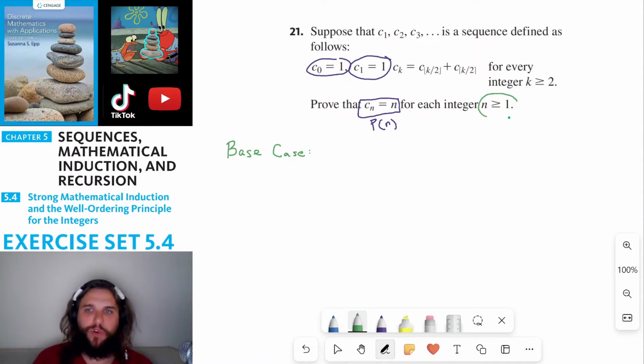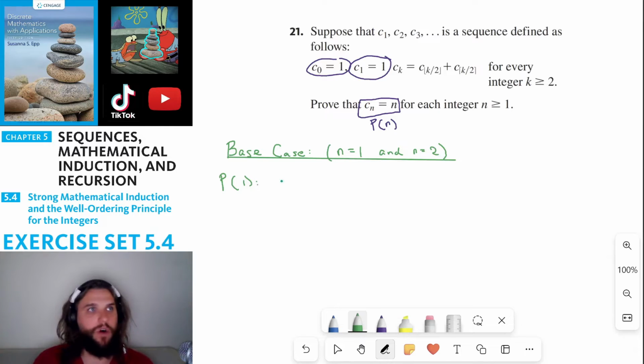Now we have to prove that P of n is true for all n greater than or equal to 1. So that means our first base case is going to correspond to when n equals 1, which is the smallest integer such that P of n is true. But we need to prove two base cases. So we're going to show that this is true for n equals 1, and we're going to show that this is true for n equals 2 as well.